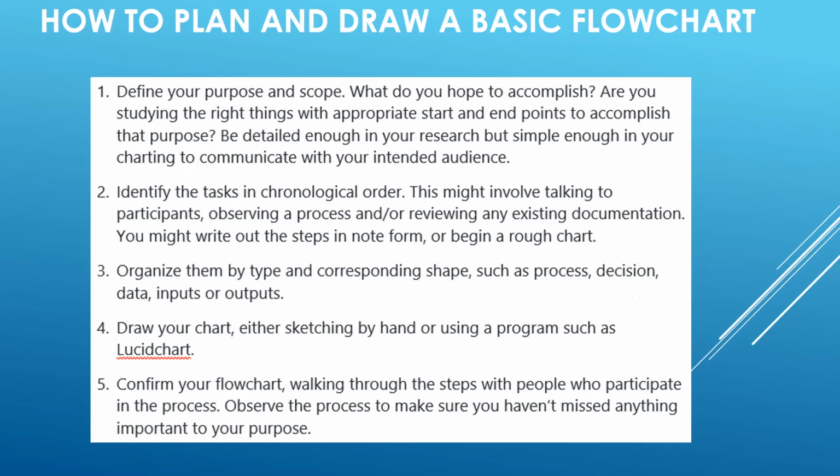How to plan and draw a basic flowchart. You saw the common symbols. You want to define your purpose and scope and what you hope to accomplish. Identify the tasks in chronological order. Organize them by type and corresponding shape, like decision, data, inputs, and outputs. Draw your chart. Confirm your flowchart by either observing the process or walking through the steps with the people who participate in the process to kind of work out the bugs.